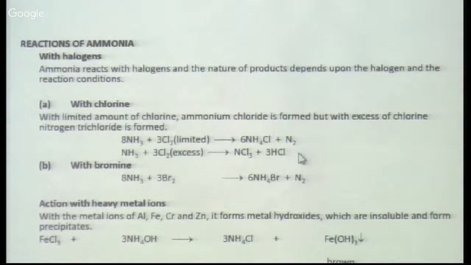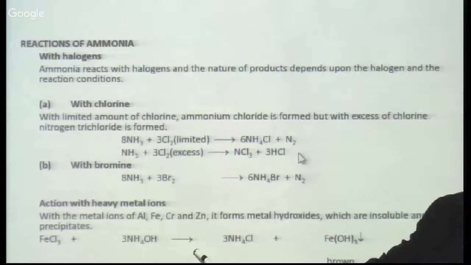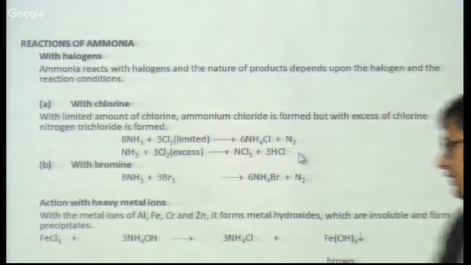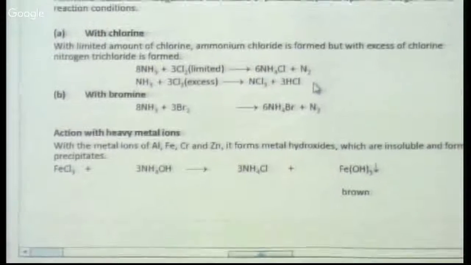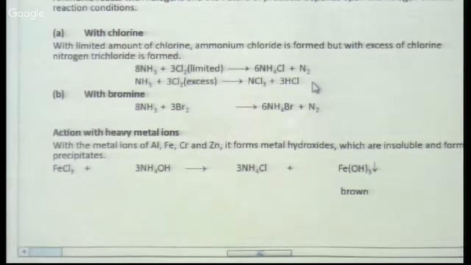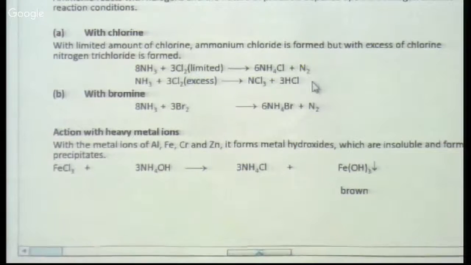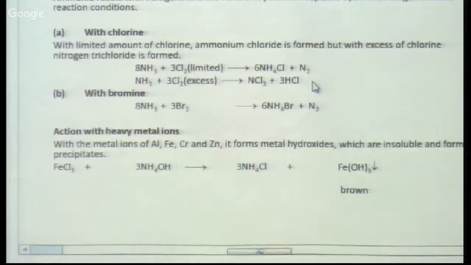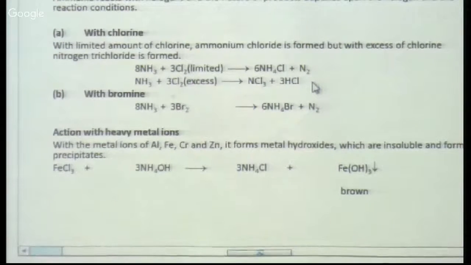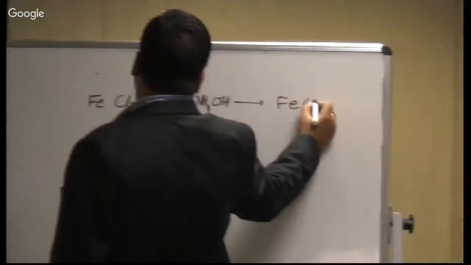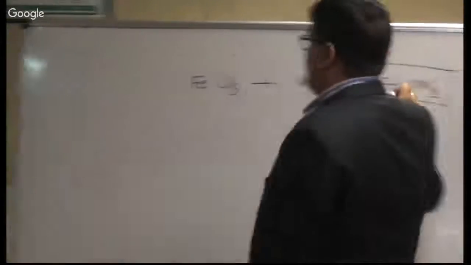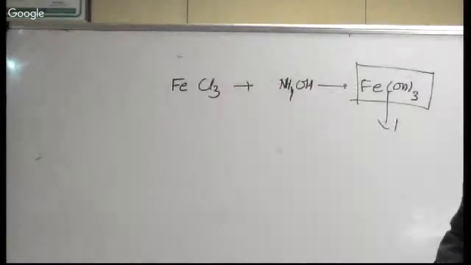This is the reaction of NH4OH. FeCl3 when reacted with NH4OH. This is a decomposition reaction or the salt reactions. See, NH4OH is a base. NH4OH is a weak base. When FeCl3 is treated with NH4OH, FeCl3 plus NH4OH will give Fe(OH)3, and it is a brown precipitate.